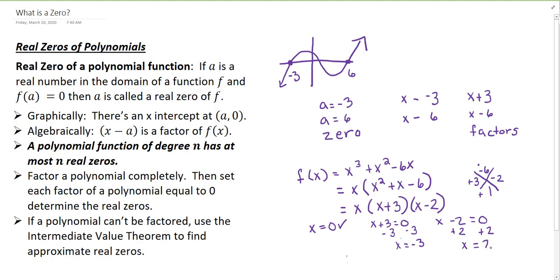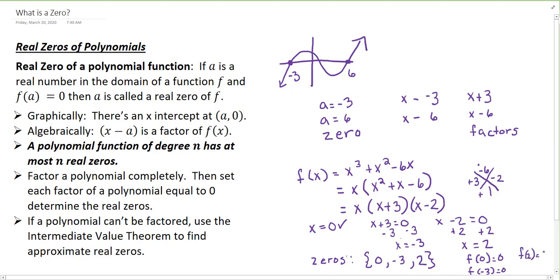So we would say that the zeros of our polynomial f of x is the set 0, negative 3, 2, which means this is where our graph would cross the x-axis at 0, negative 3, and 2. And this also means that f evaluated at 0 is 0. F evaluated at negative 3 is 0. And f evaluated at 2 is 0. So that's using the method of factoring to help us determine the zeros.